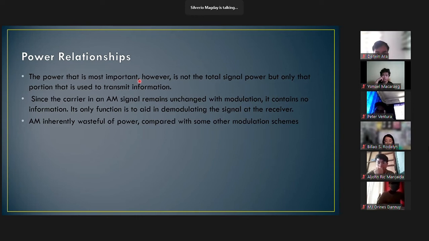Para nga mas alam ngayon ni mga receiver technologies kung ano yung content. So it is the sideband that carries the information and not your carrier. So yung carrier ginagamit lang para mas ma-distinguish yung message. So AM is inherently wasteful of power compared with some other modulation schemes. That's why meron tayong mga single sideband techniques and other techniques used in the system technologies.